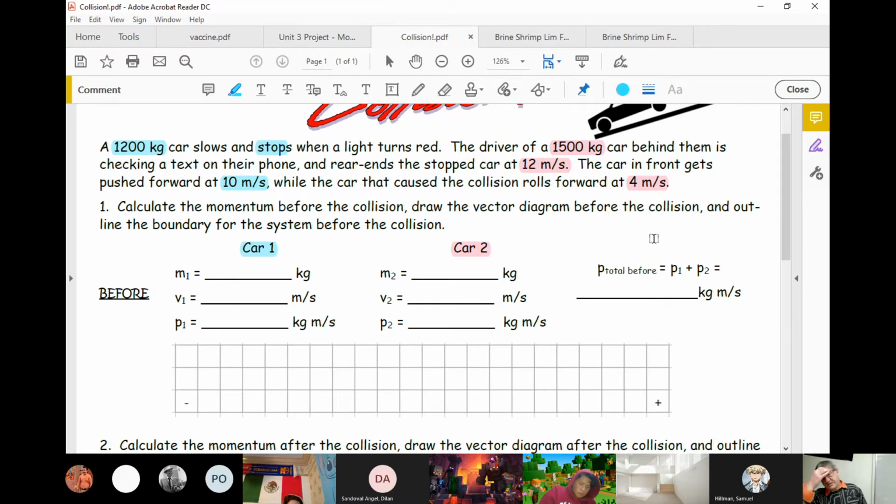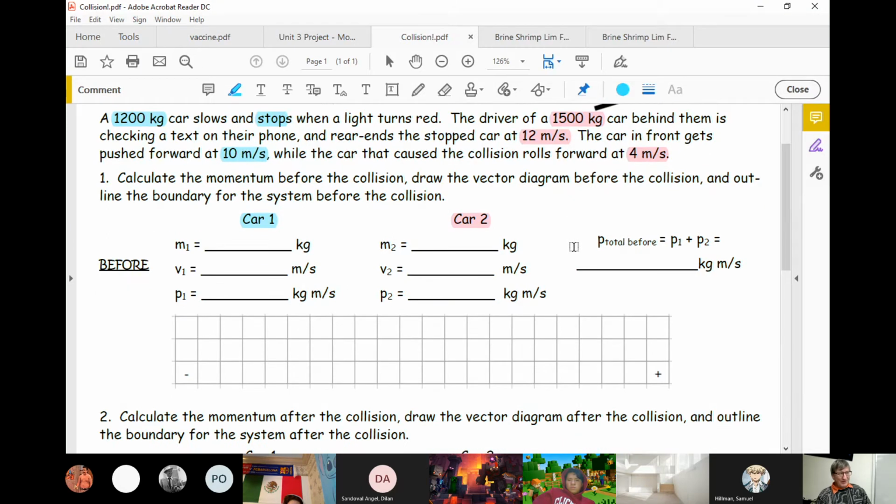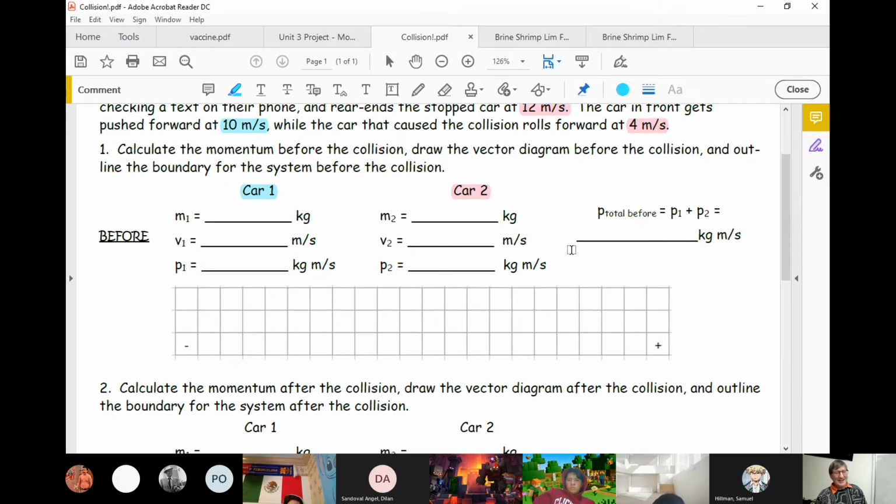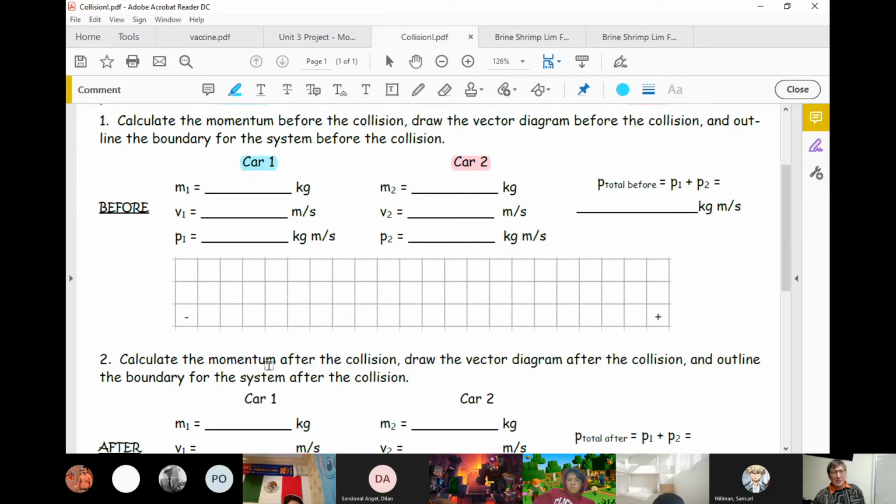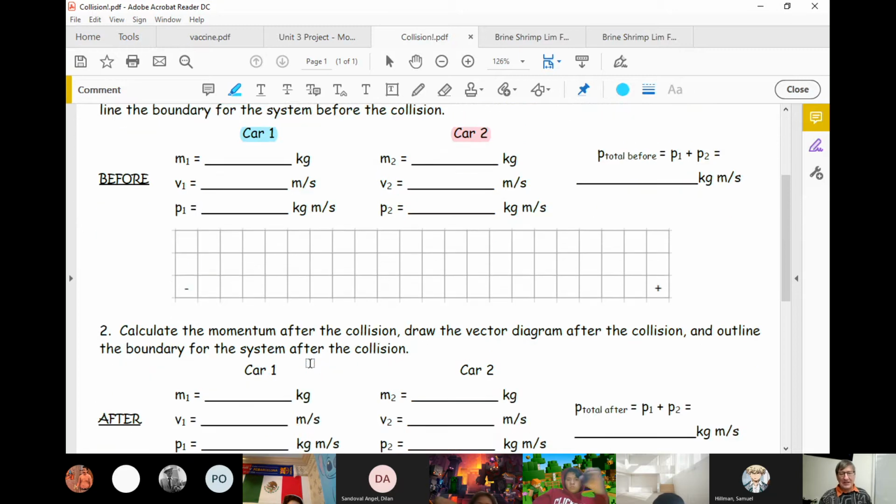Okay, so I'm not going to give you the answers on this. I want you to do it for yourself. But I am going to give you a way to check your work. What I'd like you to do now is move on to part 2, where you're going to find the momentum after the collision. And once again, you're going to draw a vector diagram.